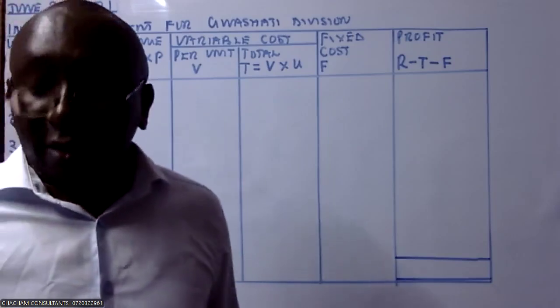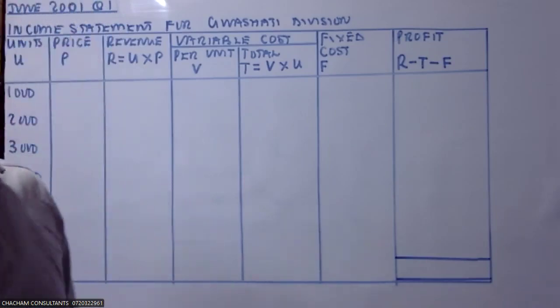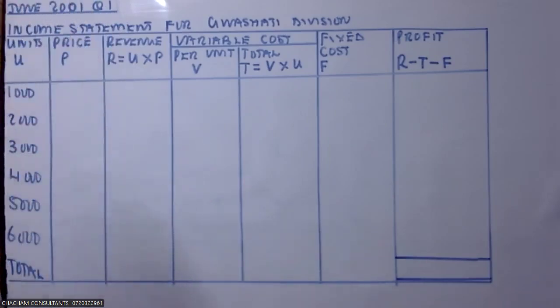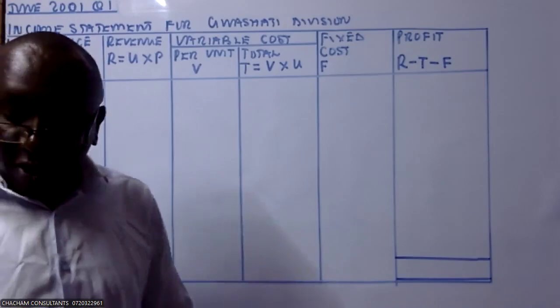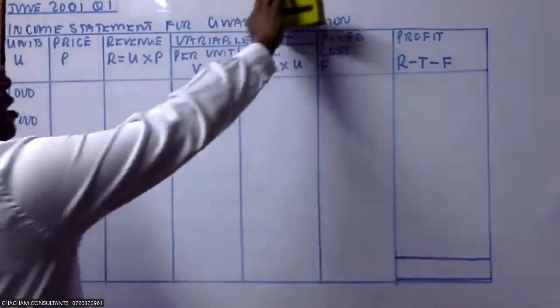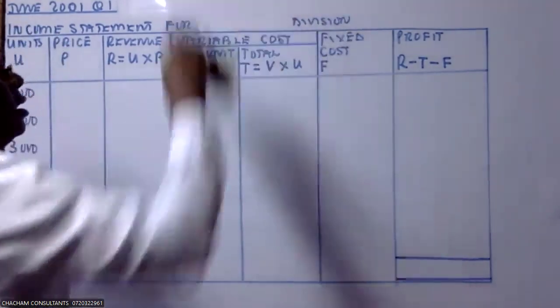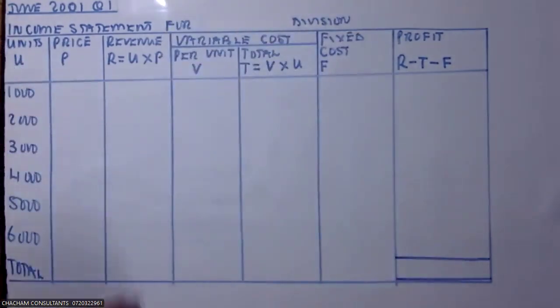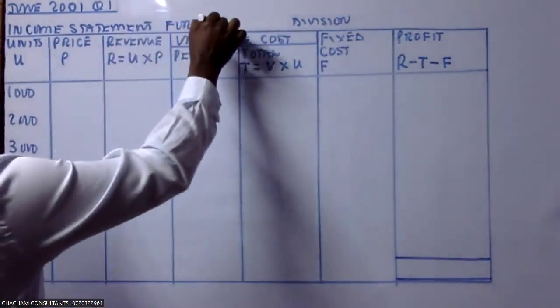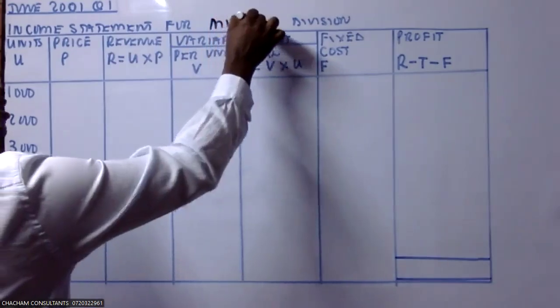Okay, so if you're done, that's good. Let's start with the one for Muga. Let's go to the table we have drawn for Muga.